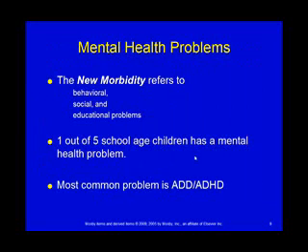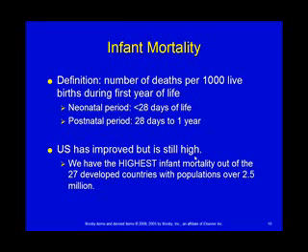Okay, something called the new morbidity is behavioral, social, and educational problems. And we see 1 out of 5 school-age children have some sort of a mental health problem. The most common one is ADD, ADHD. Now if we look at infant mortality, so this is under a year, this is defined as the number of deaths per 1,000 live births. It's divided up into both the neonatal period, which is those first 28 days of life, and postnatal period, so after 28 days of life, but under a year.